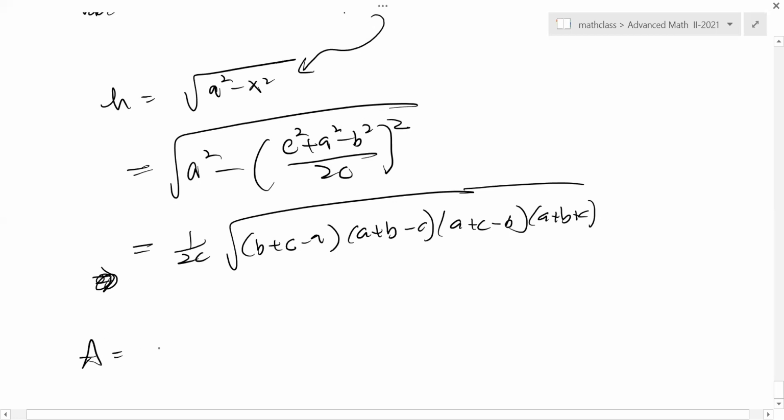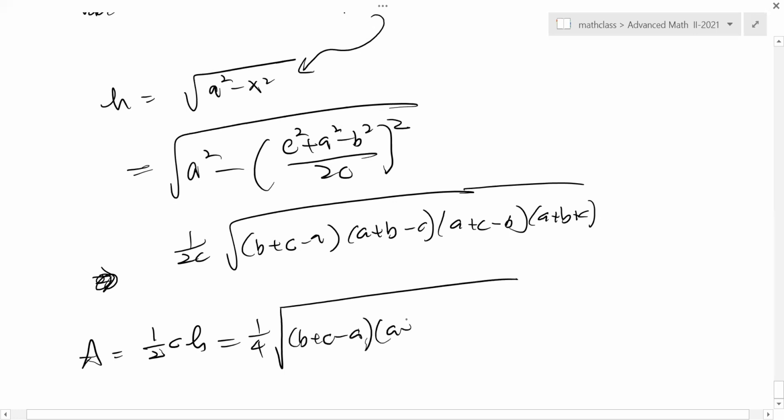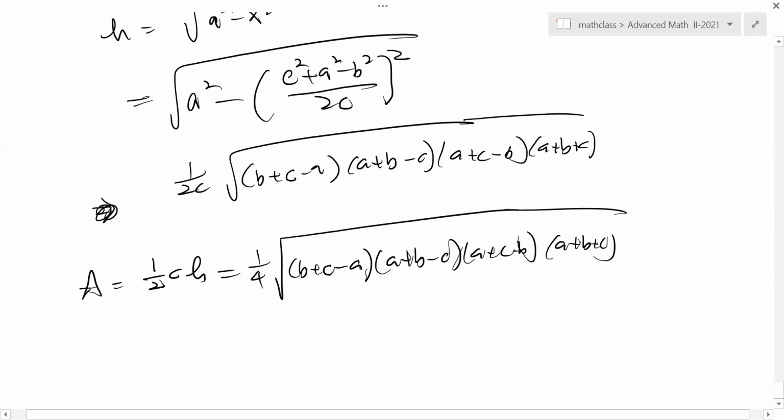Then the area is going to be what? The area is going to be half c times h. Okay, so c cancels out, and you get a quarter of b plus c minus a, plus b minus c, a plus c minus b, and here a plus b plus c. That's Heron's formula, okay? That is Heron's formula. And that's how to do it.